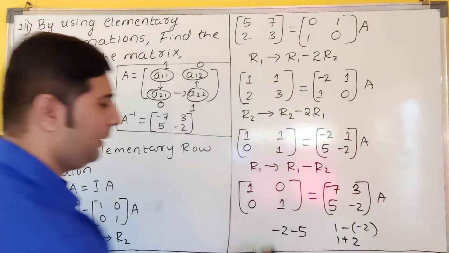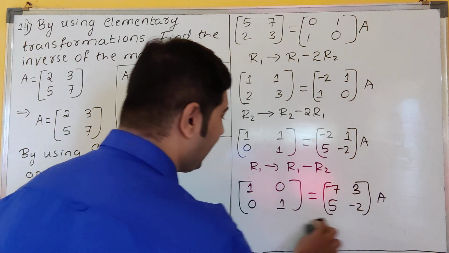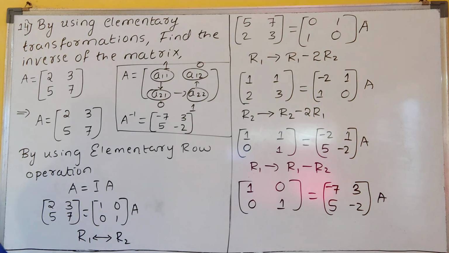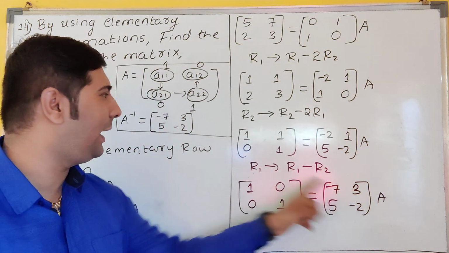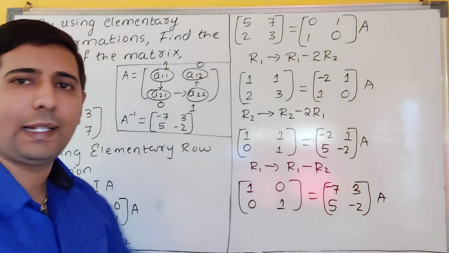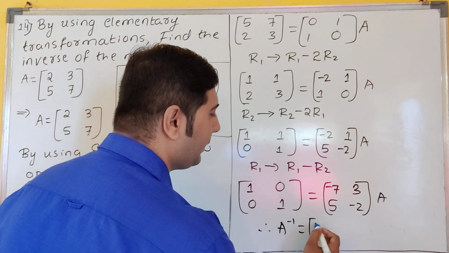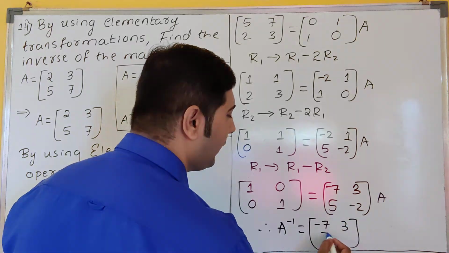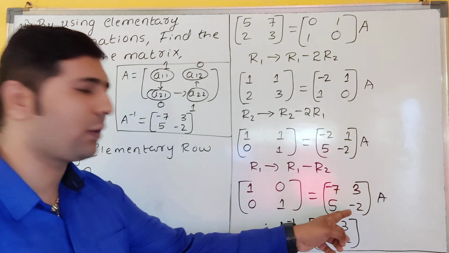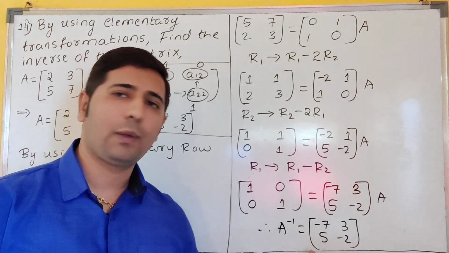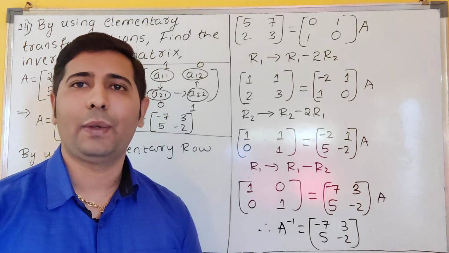Compare with our shortcut. The direct method, A inverse, I have told you, no? Here you have written or not? Minus 7, 3, 5, minus 2. Clear? Therefore, the conclusion you have to make: A inverse is minus 7, 3, 5, minus 2. Many of the students will stop here only. Don't stop there. You have to write this answer. I hope you are understanding.